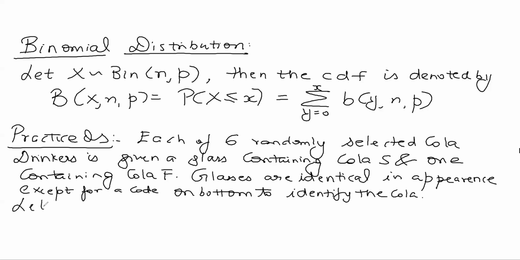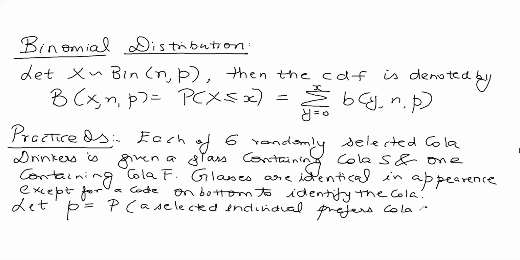Okay. Let P denote the probability that a selected individual prefers cola S, and suppose it's given to us as 0.5. Okay, so I can say therefore X follows a binomial distribution with how many, what's the number of trials there? 6. And what's my probability of success? 0.5.